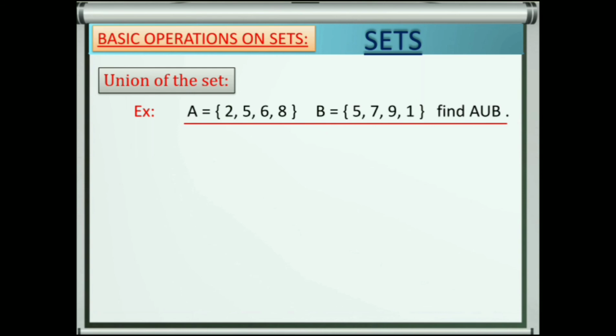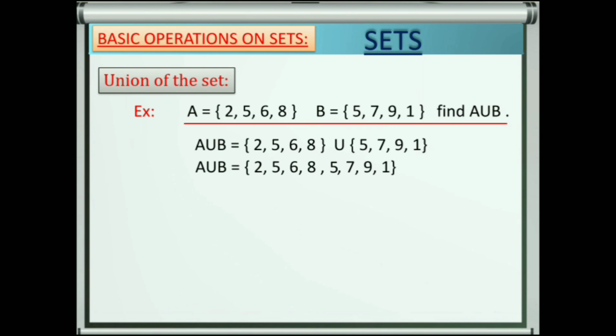Let us consider one more example on union of sets. So here I am taking A is equal to {2, 5, 6, 8}, B is equal to {5, 7, 9, 1}. Find A union B. How can we find A union B for this? The process of finding A union B is like this. A union B is equal to, first write set A, then symbol ∪, then write set B. Then these elements of two sets should be written in a single set like this. Here also we can observe the element 5 is repeated, but we have to take it once only.